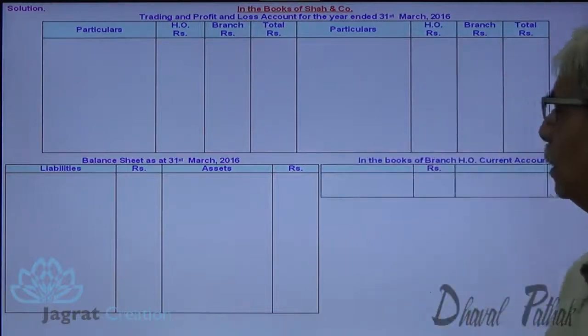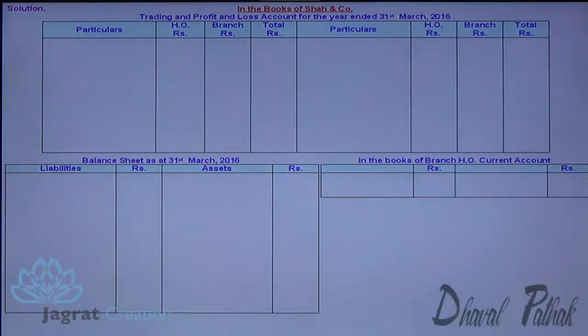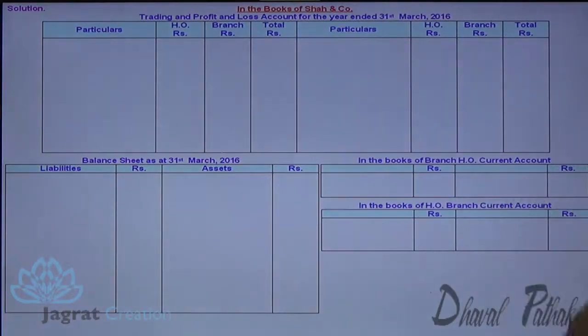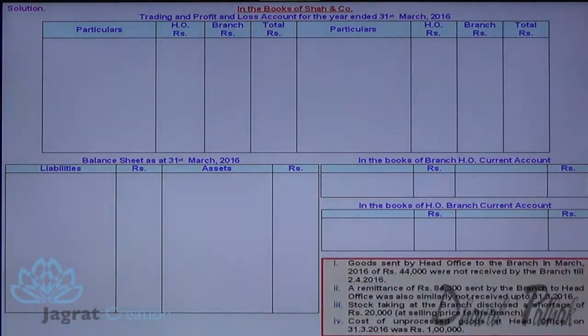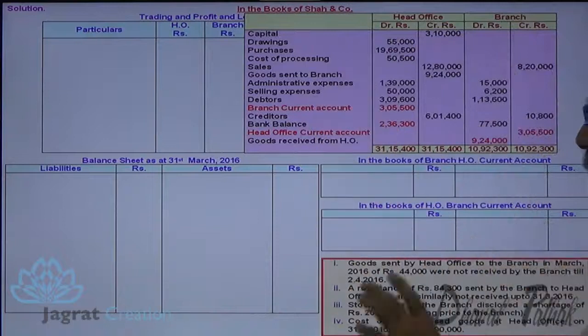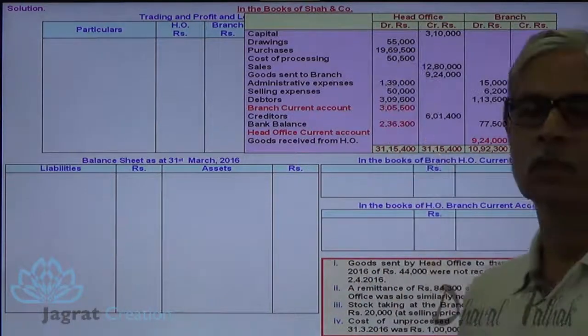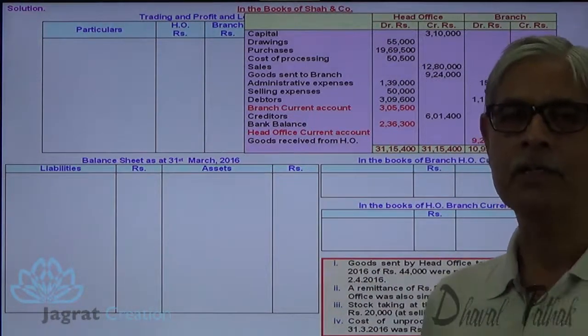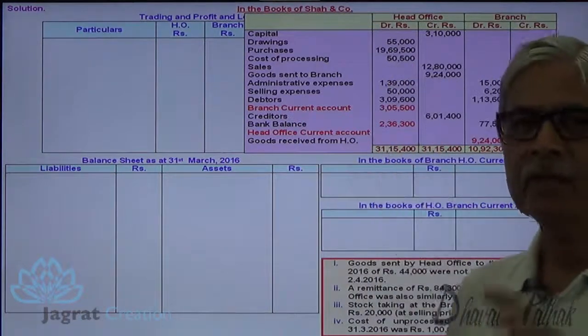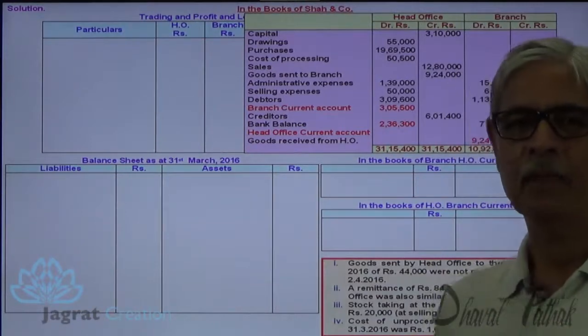Now, in the books of branch, HO's current account, in the books of HO, branch current account is being prepared. These are the adjustment entries given to me in the sum. This is the trial balance given to me. So this is the part of the sum that I have brought on the screen for your understanding, so that you can understand what I take from the sum and where I write, that you will understand thoroughly well.